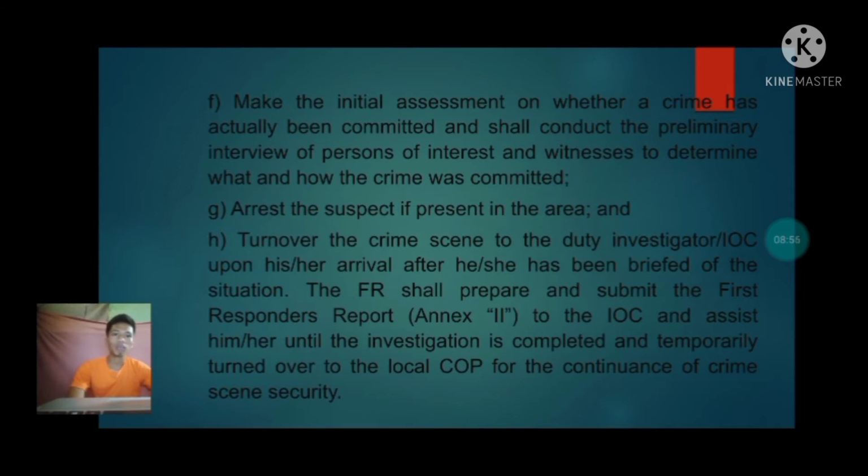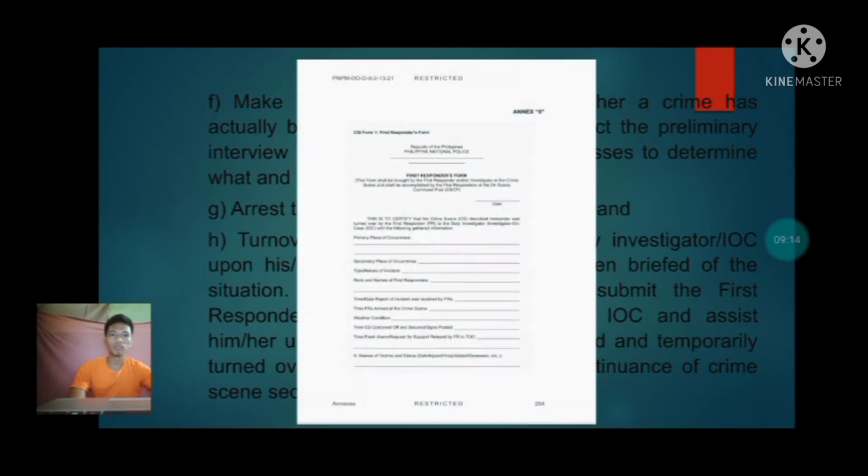The FR shall prepare and submit the first responder's report to the IOC and assist him or her until the investigation is completed and temporarily turned over to the local COP for the continuance of crime scene security. This picture is a first responders form.